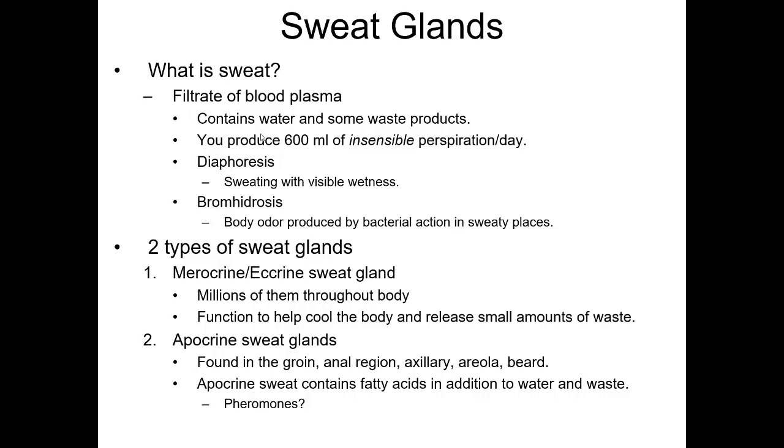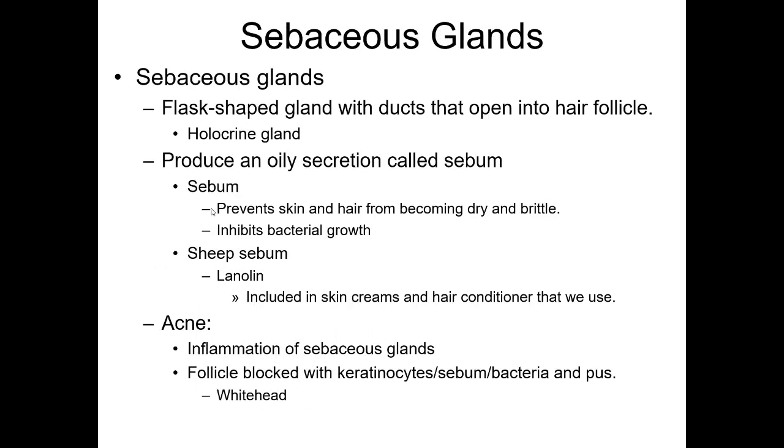The most important function of these glands is for the body to cool off. And the apocrine sweat glands are found in the axillary, the inguinal region, the perineal region, and facial regions of males as well. And they produce a more thick, more viscous sweat, which contains pheromones.